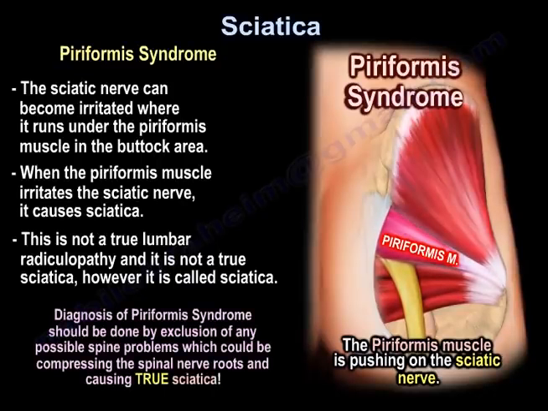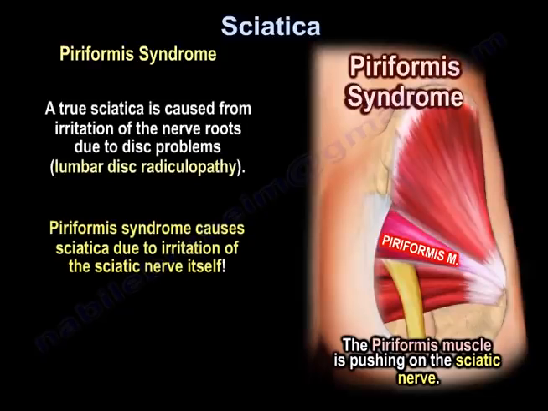Diagnosis of piriformis syndrome should be done by exclusion of any possible spine problems, which could be compressing the spinal nerve roots and causing true sciatica. A true sciatica is caused from irritation of the nerve roots due to disc problems. They call it lumbar disc radiculopathy. Piriformis syndrome causes sciatica due to irritation of the sciatic nerve itself.